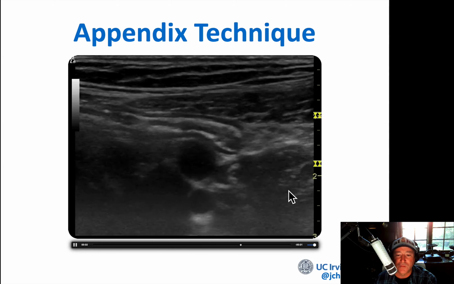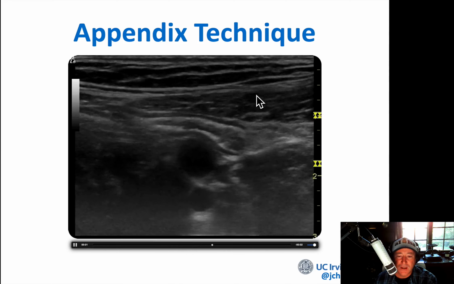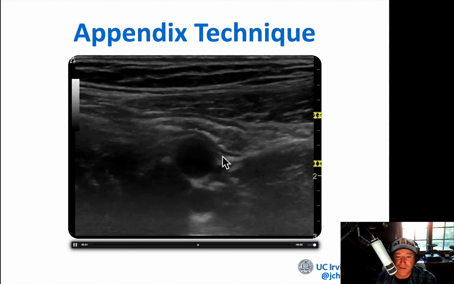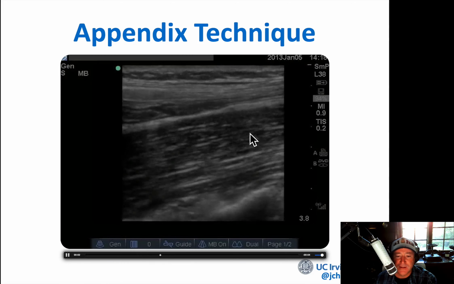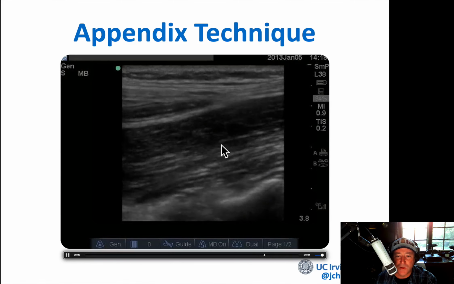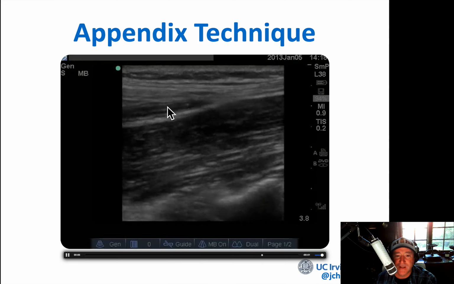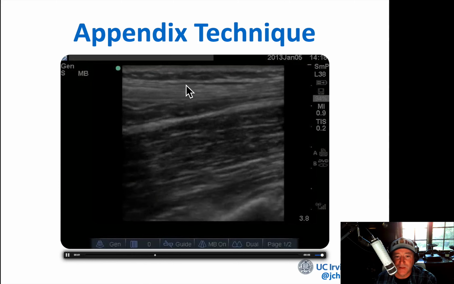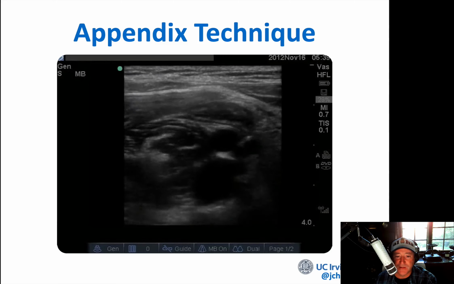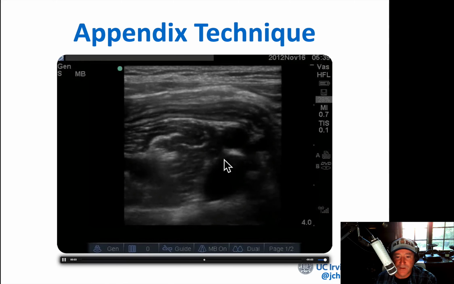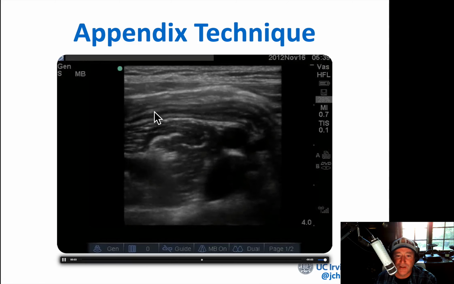When you start looking for the appendix, the technique you're going to use is graded compression, where you're smushing the psoas muscle and the abdominal oblique muscle together. Here are your iliac vessels. This is probably psoas muscle in a longitudinal plane, and we can see the appendix getting squished in here as a normal looking appendix. You get the concept. Here's some vasculature, here's your psoas, and here's that appendix stretching out across the screen in its longitudinal plane.